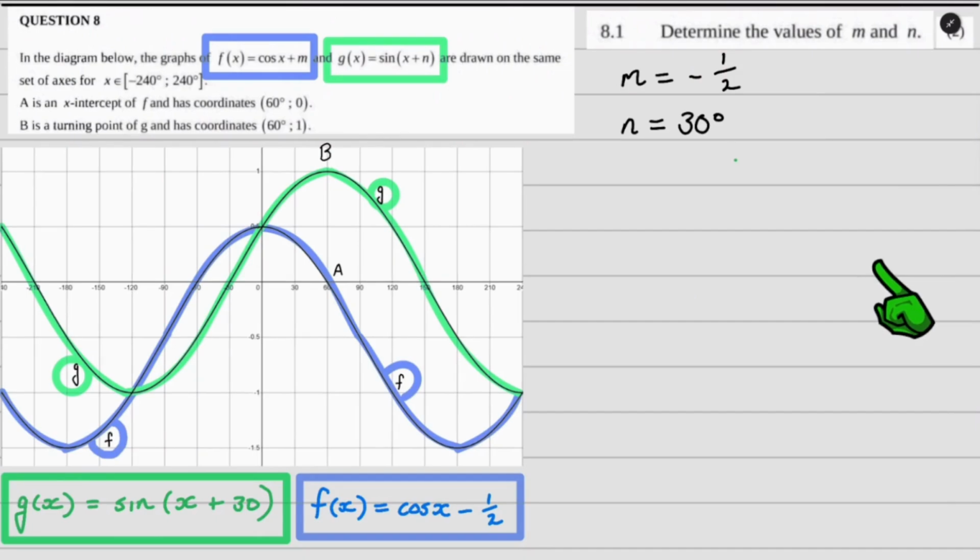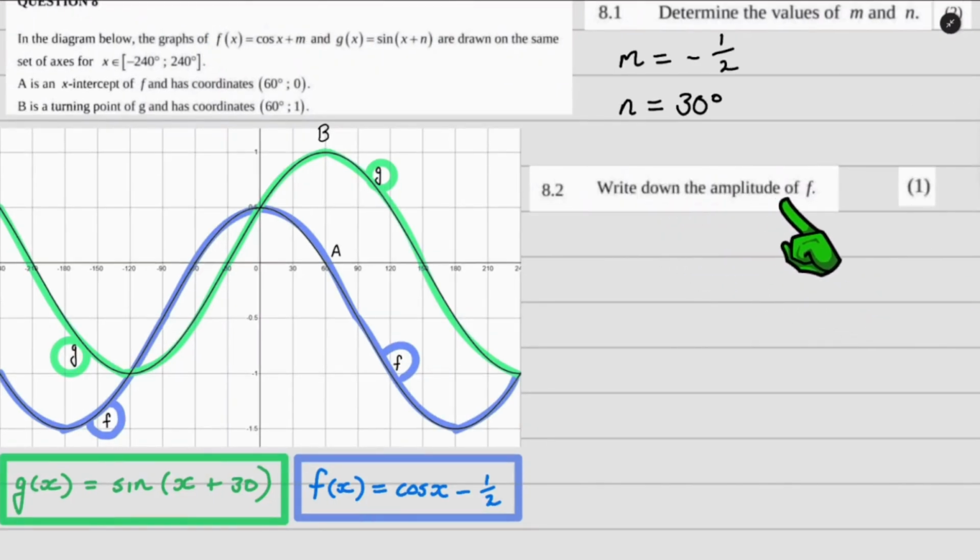So all of this was a sneaky little ploy to help you get the equations of the graphs, because they're not just asking for m and n, they're asking you to complete the equations so that you have the proper equations for these graphs. And now that that's out of the way, we can actually start answering questions.